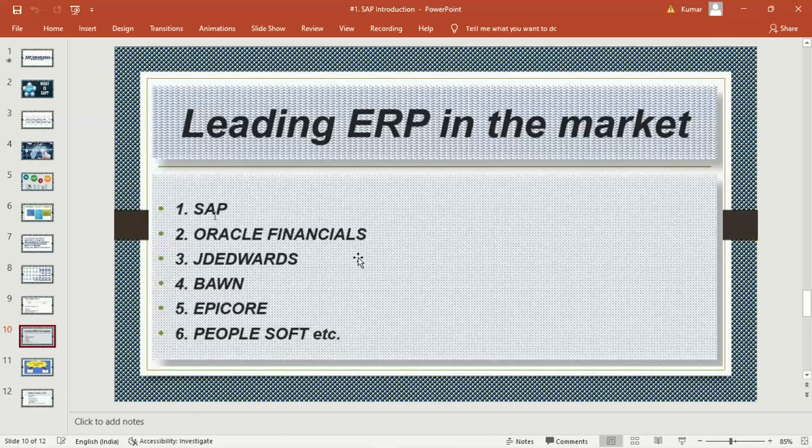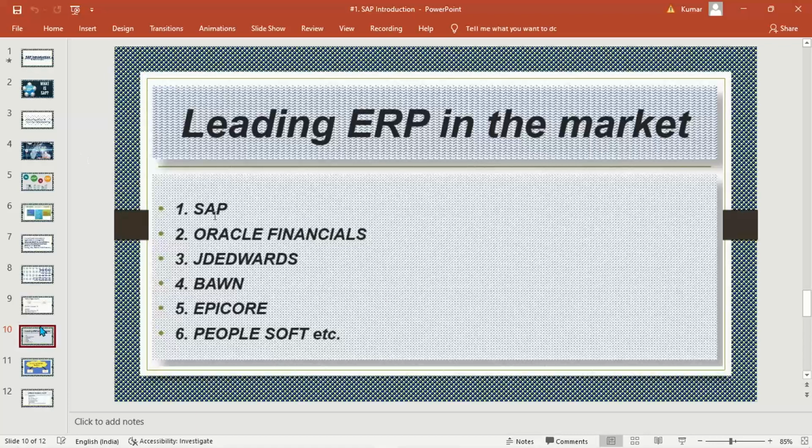Any organization with revenue of at least 500 crores, I'm talking in terms of rupees, in terms of dollars it will be less. So 500 crores at least per annum. There are certain criteria, guys, right? If any organization is generating 500 or 600 crores revenue at least per year, then those people can afford SAP and all.